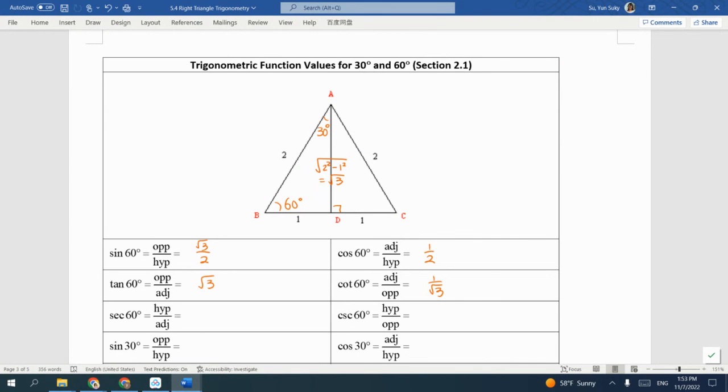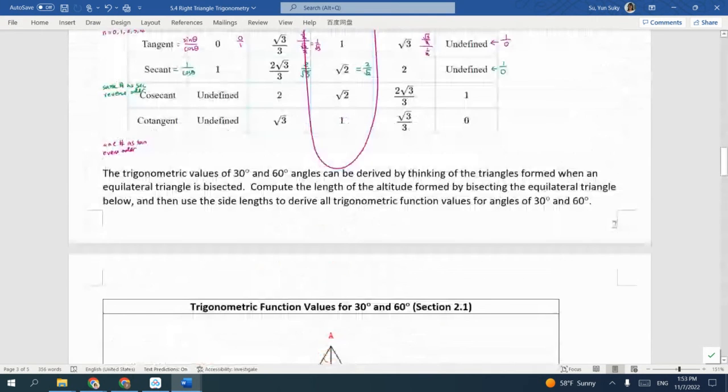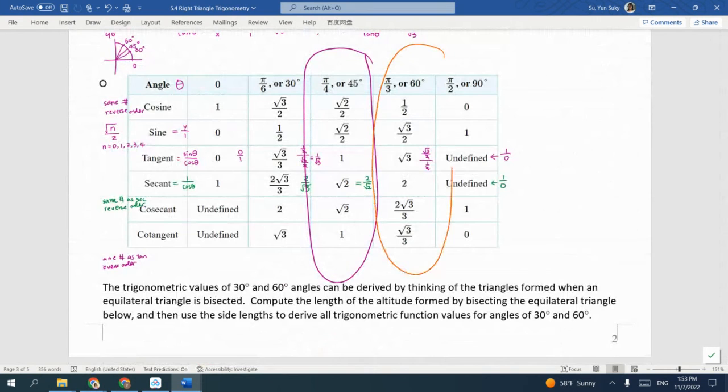Secant. Secant is 1 over cosine. See, 1 over cosine. So 1 over 1/2 is 2. Cosecant, 1 over sine. So reciprocal, 2 over root 3. Is that okay, everybody? So these 6 numbers help us to figure out this column. Yes, everybody?